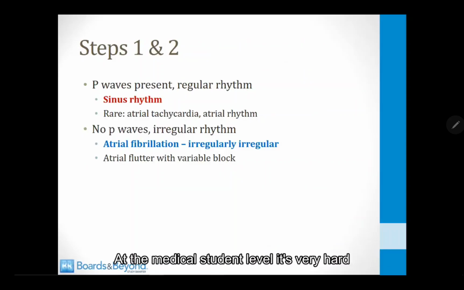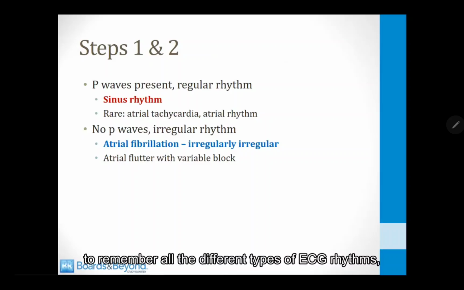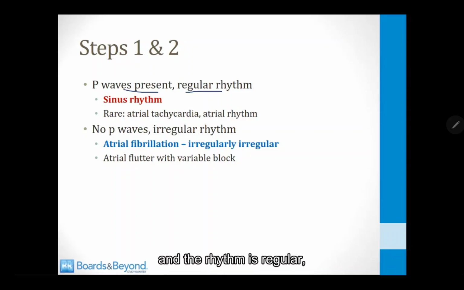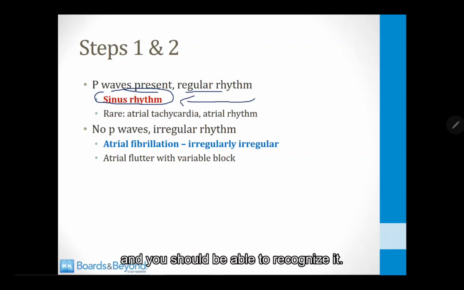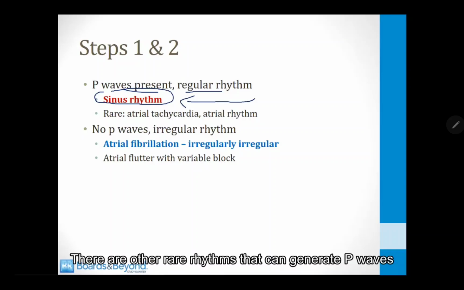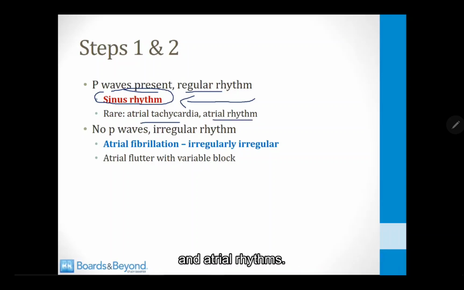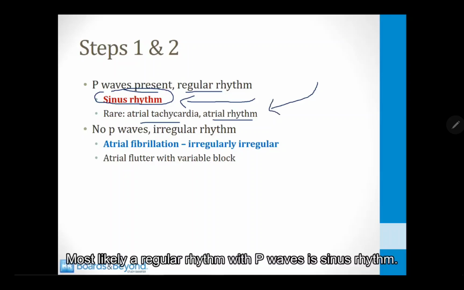At the medical student level, it's very hard to remember all the different types of ECG rhythms, but a simple way to approach ECGs that you're shown is that if there are P waves present and the rhythm is regular, you're most likely looking at sinus rhythm. This is a very common rhythm, and you should be able to recognize it, and once you see P waves in a regular rhythm, that is probably what you are looking at. There are other rare rhythms that can generate P waves and be regular, things like atrial tachycardia and atrial rhythms, but these are uncommon. Most likely, a regular rhythm with P waves is sinus rhythm.